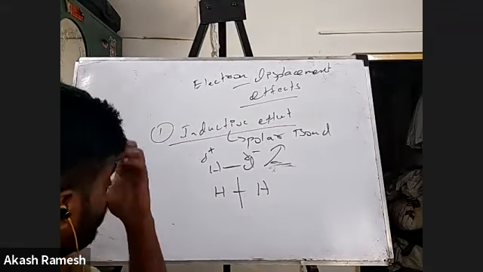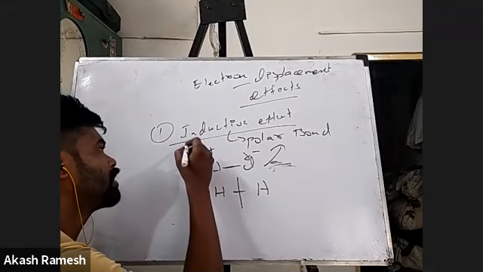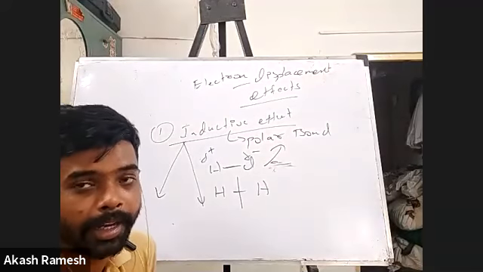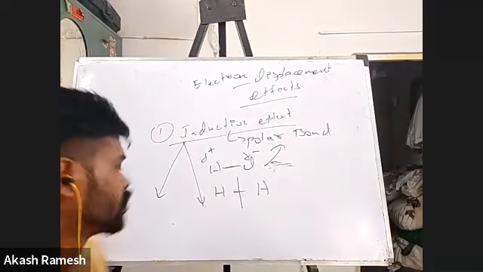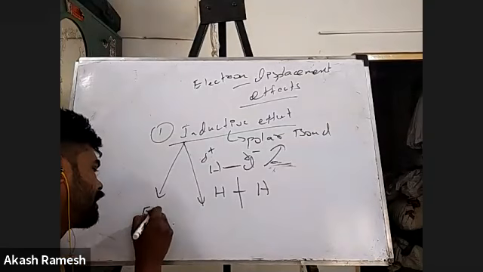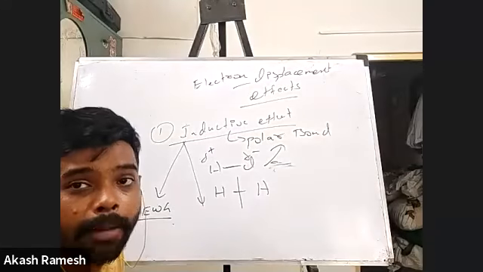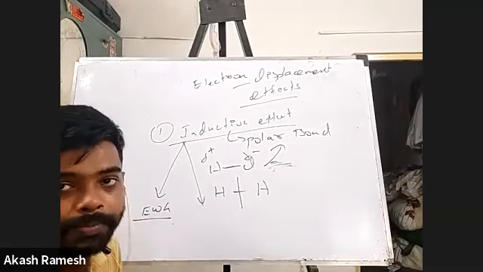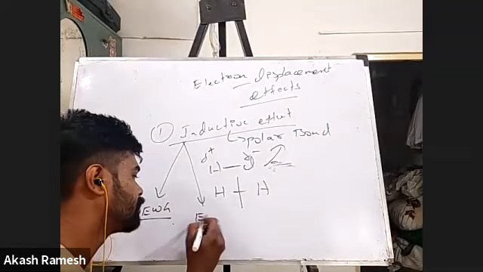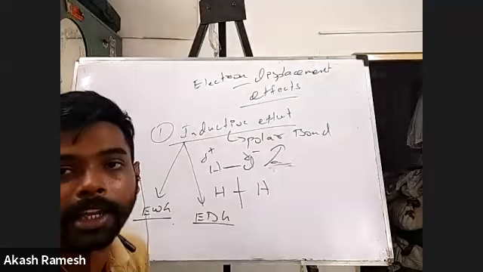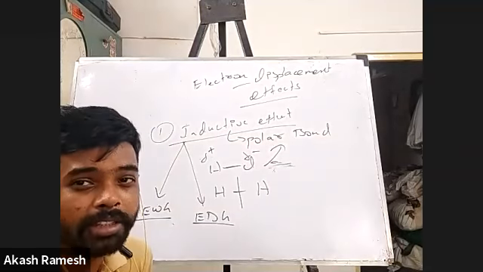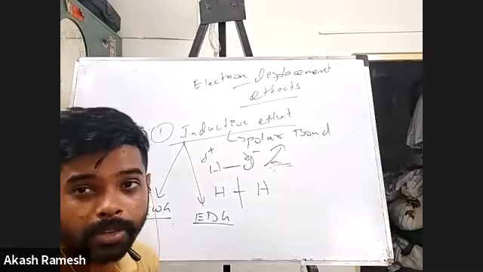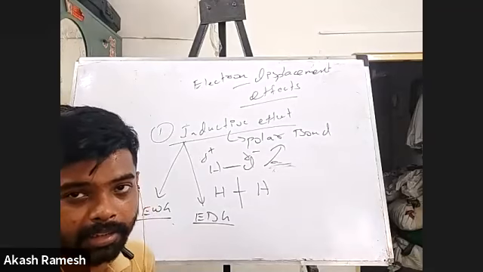So for you to understand inductive effect, you have to understand that there can be two types of groups in organic chemistry, right? Two kinds of groups. I have something called electron withdrawing group, EWG. EWG means electron withdrawing group. And I have something called electron donating groups, EDG. EDG is electron donating groups. EWG is electron withdrawing groups. So first you have to understand this, right?